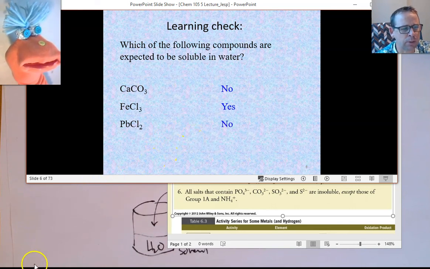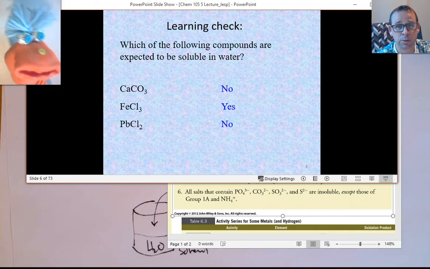All right. Good work. We're getting into understanding the terminology for solutions, understanding what it means to be soluble, and how we can determine the solubility of ionic compounds using our solubility rules.